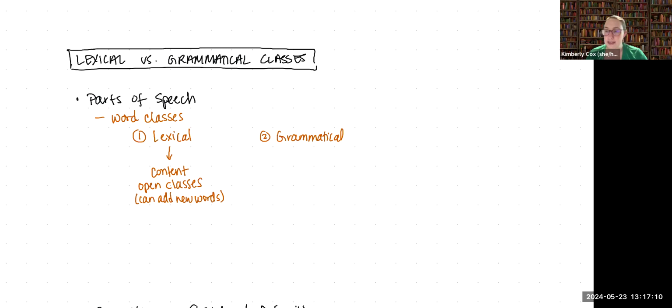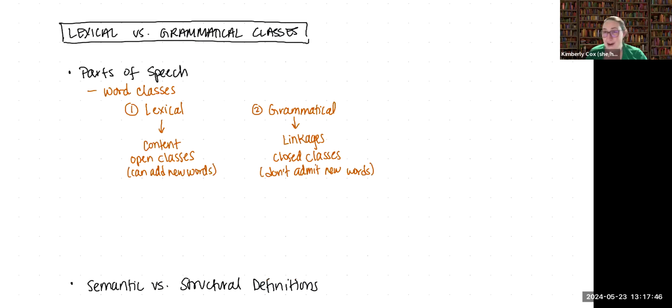Grammatical classes are a little bit different. Grammatical classes are the words that tend to provide linkages in a sentence. They are also usually closed classes of words, and that just means the opposite, which is that usually they don't admit new words. So think about it this way, and I'm going to talk specifically about what some of those classes are.